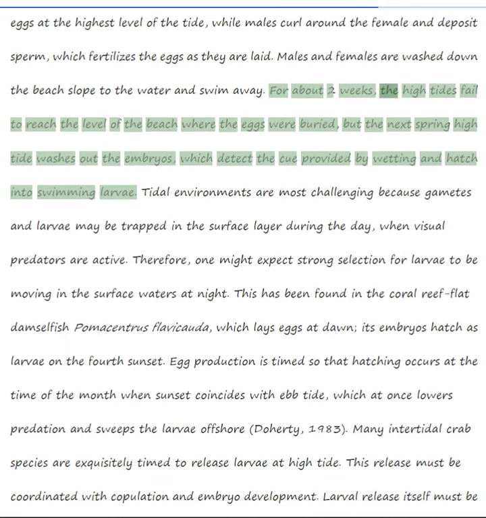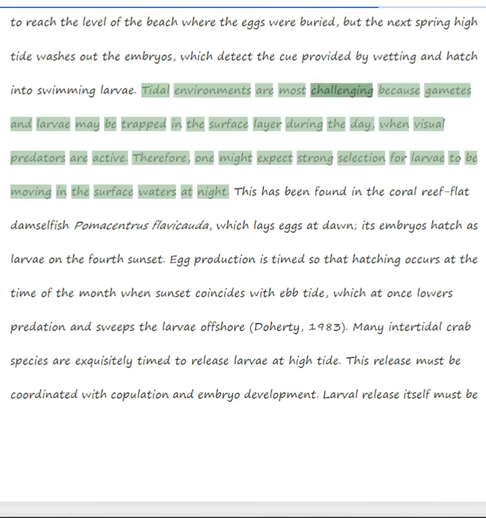For about 2 weeks, the high tides fail to reach the level of the beach where the eggs were buried, but the next spring high tide washes out the embryos, which detect the cue provided by wetting and hatch into swimming larvae. Tidal environments are most challenging because gametes and larvae may be trapped in the surface layer during the day, when visual predators are active. Therefore, one might expect strong selection for larvae to be moving in the surface waters at night.